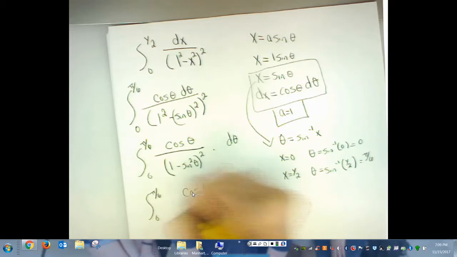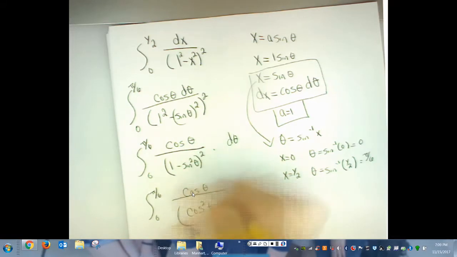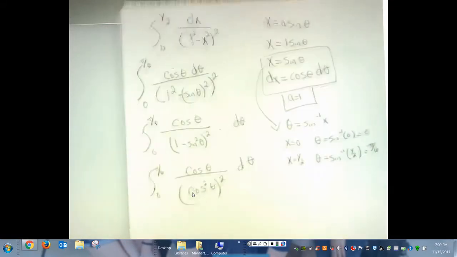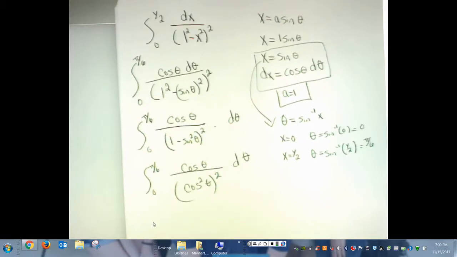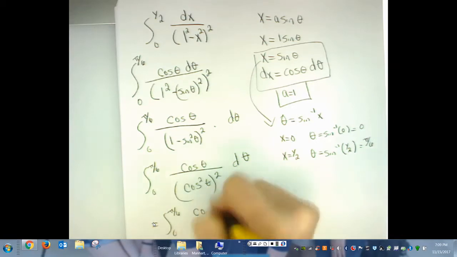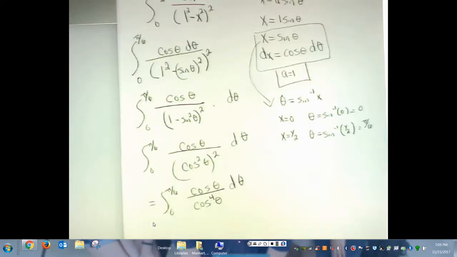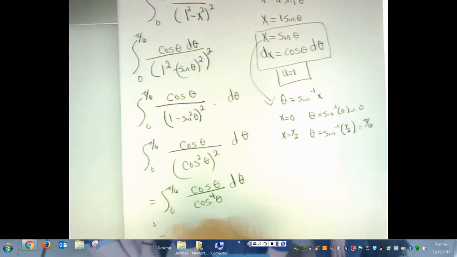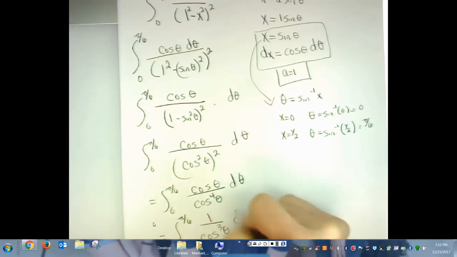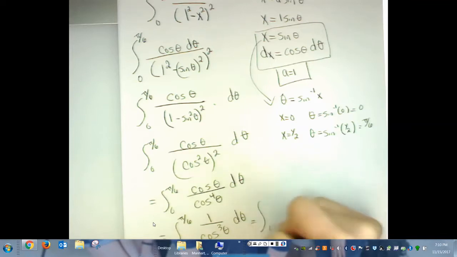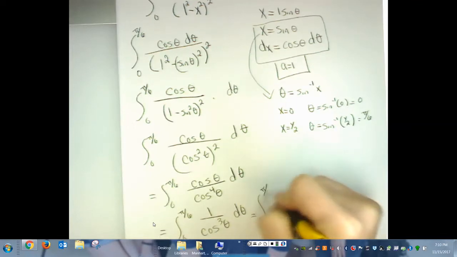I see where it's going. I hope you do. And then cosine squared theta quantity squared is cosine to the 4th power. The cosines, well, one of them cancels. And that leaves you with 1 divided by cosine cubed. And then 1 divided by cosine cubed is secant cubed.